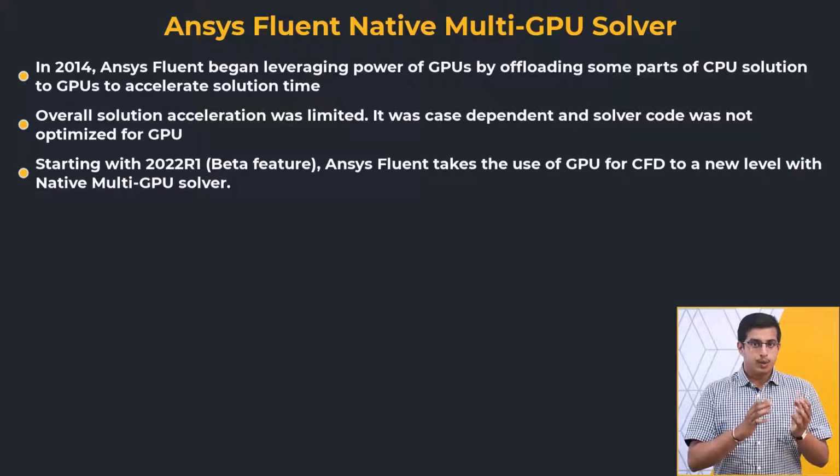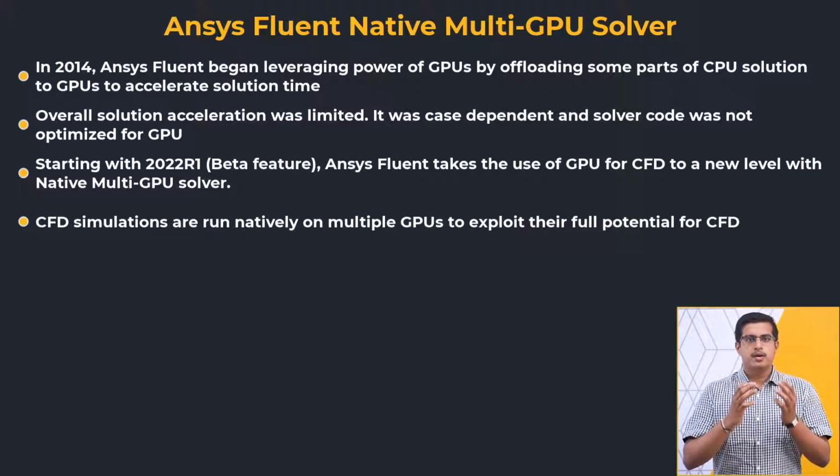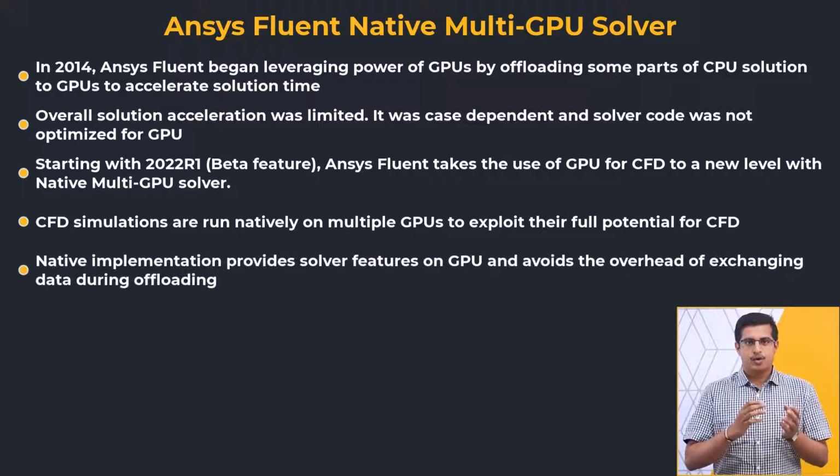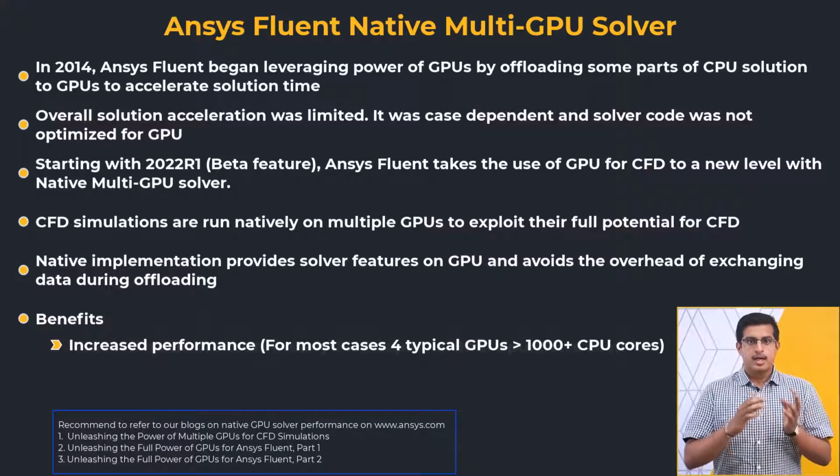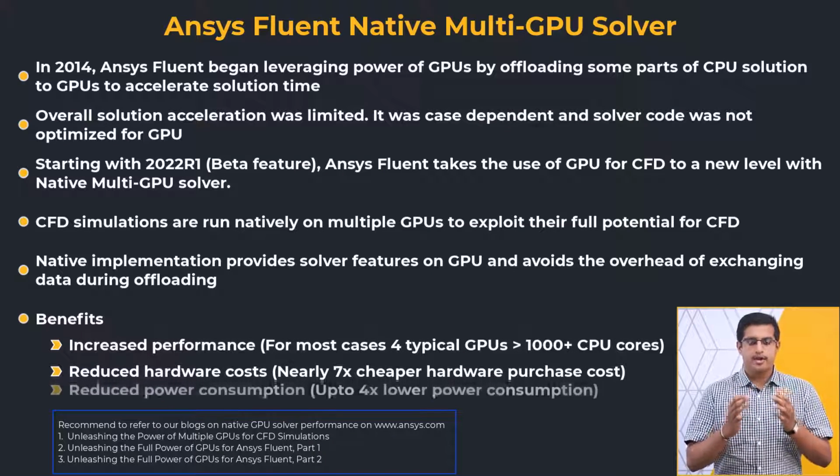Starting with the 2022 R1, Ansys Fluent takes this usage of GPU technology to a new level with the introduction of a new native multi-GPU Fluent solver. This new solver has been architected from the ground up to run natively on GPUs and exploit their full potential. This eliminates the overhead of exchanging the data between the CPU and GPU, hence resulting in faster simulation compared to offloading. Native GPU implementation results in astounding gains, and the main benefits include increased performance, reduced hardware costs, and reduced power consumption.